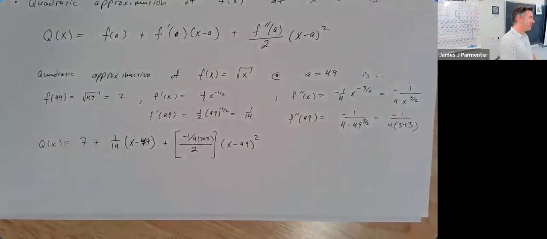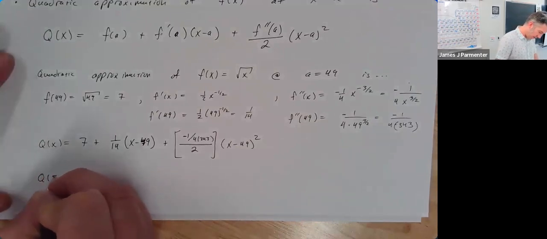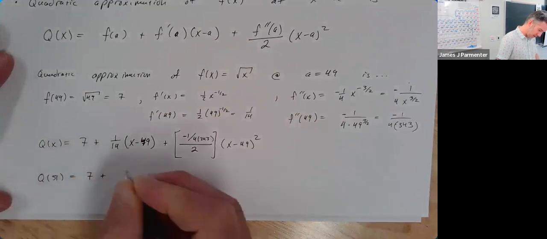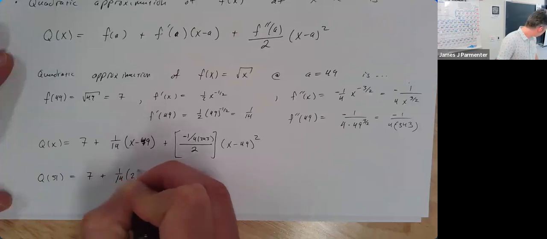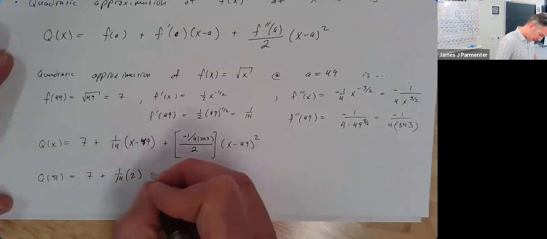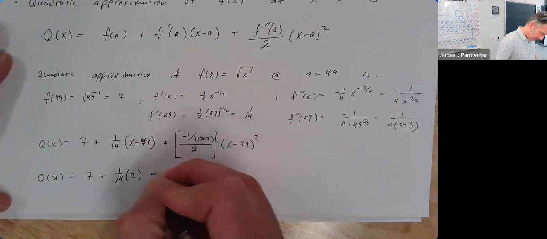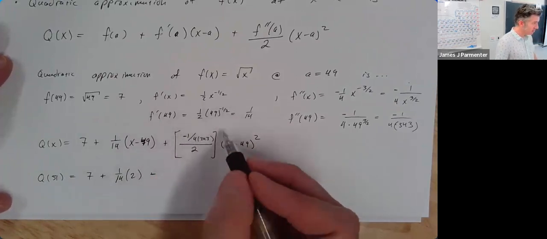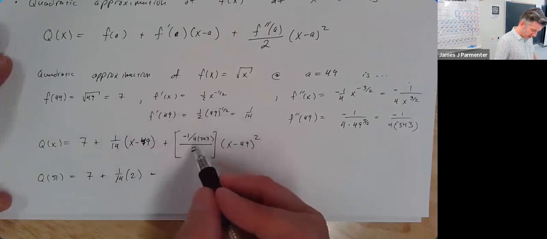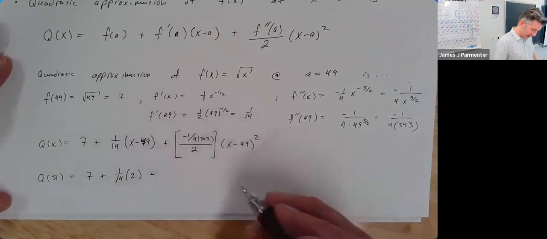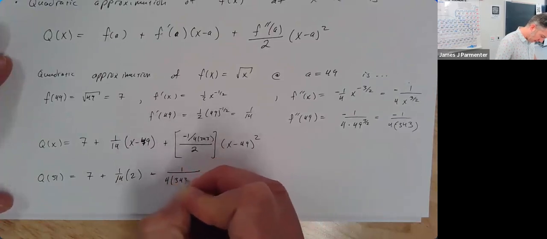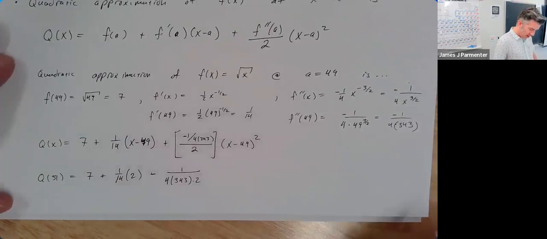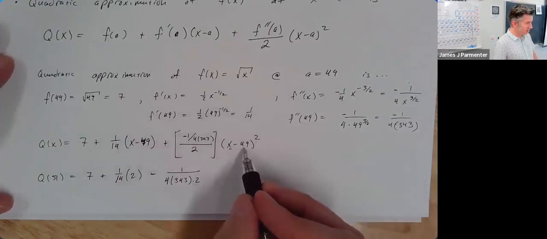And then if you wanted to find the approximation at 51, you would say, okay, well, q of 51 is going to be 7 plus 1/14 times 2, plus, I would really say minus, I guess. I'm going to try and make this look less hideous here. I know that if I have a fraction divided by 2, it's really just this fraction times 1/2, or 1/4 times 343 times 2 in the denominator. And if I plug in 51 here, 51 minus 49 is 2, and 2 squared is 4.